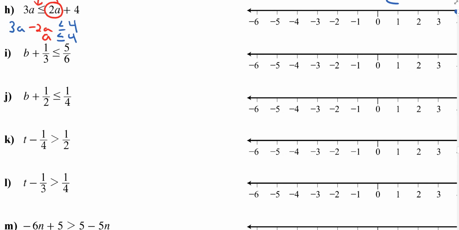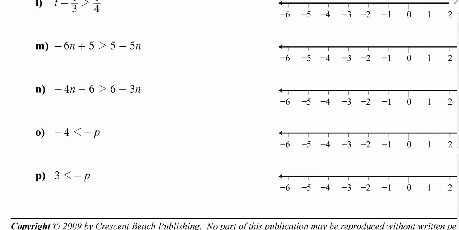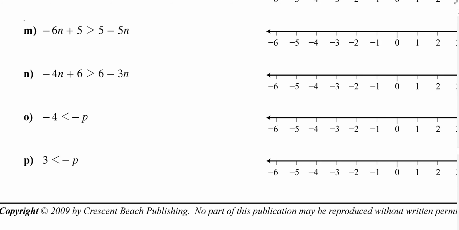Okay, now let's move on to letter M. So I believe for the homework assignment, we need to do M, N, O, and P. Okay, for the next one, let's take a look at the numbers and letters here. Here's a plus 5 and here's a negative 5n. I can move those to the other side, so this becomes negative 6n. And if I move this over, it becomes positive 5n is greater than 5. And then if I move the positive 5 over, it becomes negative 5.